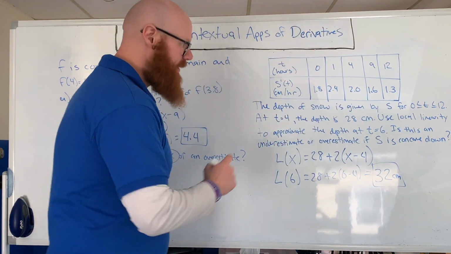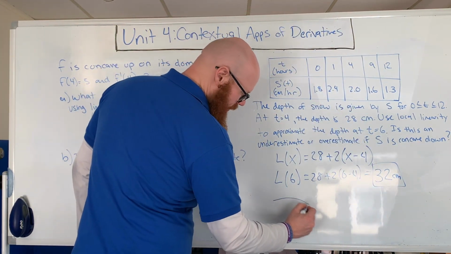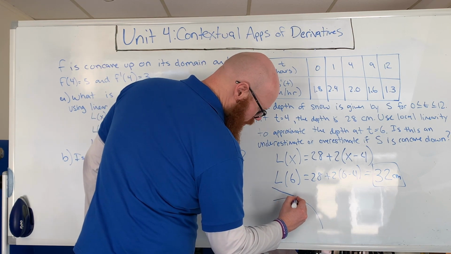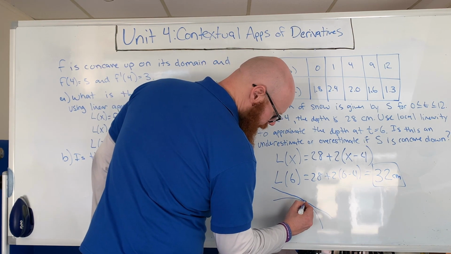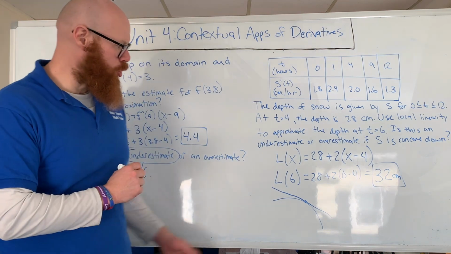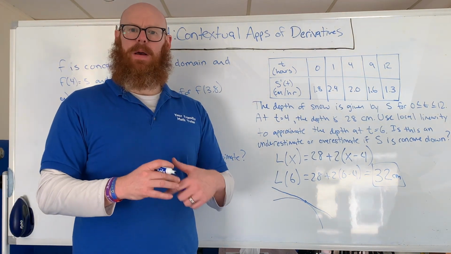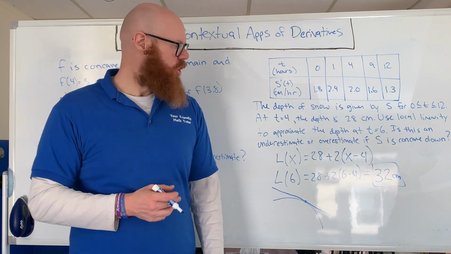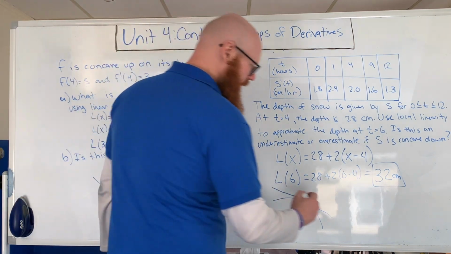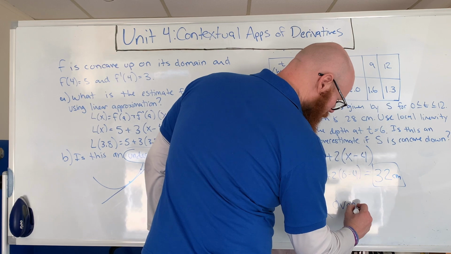And again, this one's saying that it's concave down. So if it's concave down and you picture a tangent line that's being used to approximate that curve, if it's concave down, the tangent line has to be above it the entire time. So therefore, it's just going to be an overestimate.